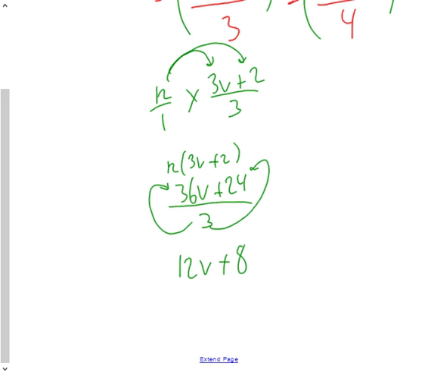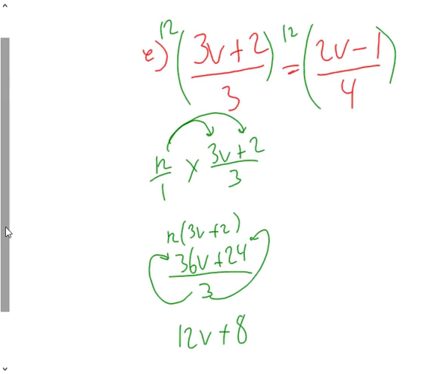But if you were smart, which some of you are, not all of you, but if you cross-reduced, you would have still gotten 4 multiplied by 3v, which is 12v, and 4 times positive 2, which is 8, and you would have gotten the same answer without having to do this thing here. And you would have ended up with 12v plus 8.